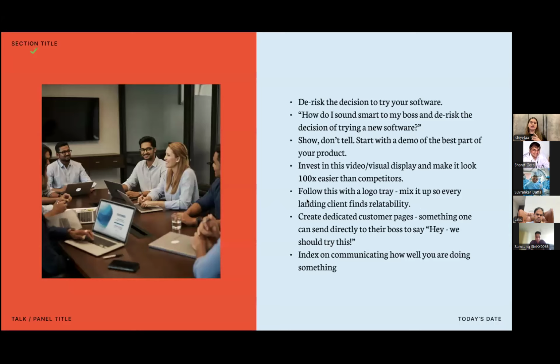In this stage, UX looks at basically de-risking the decision to try your software.